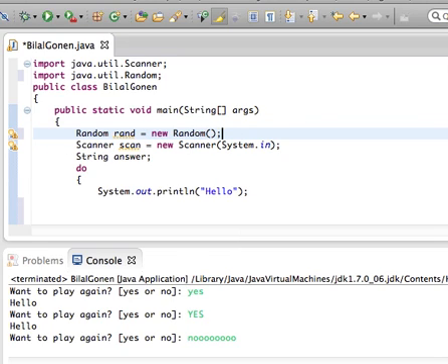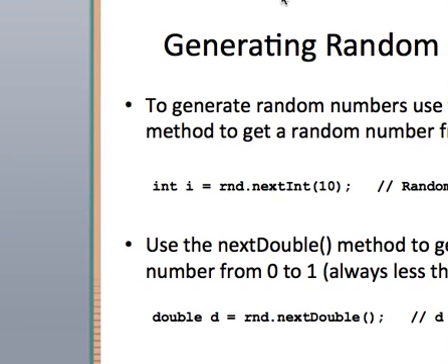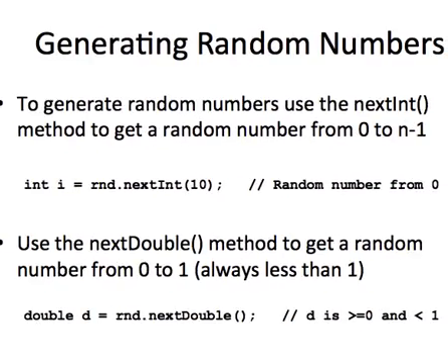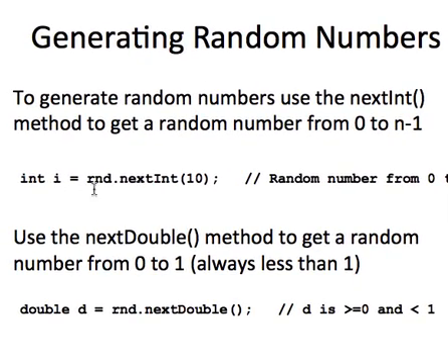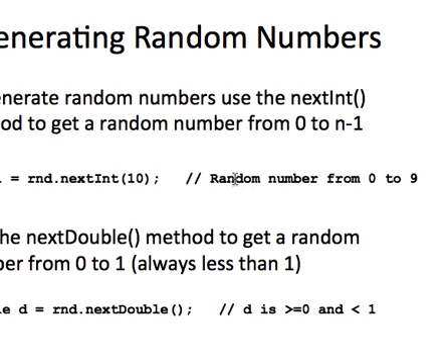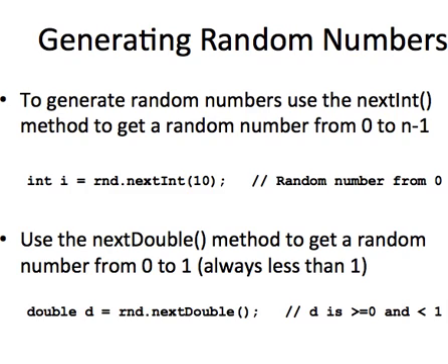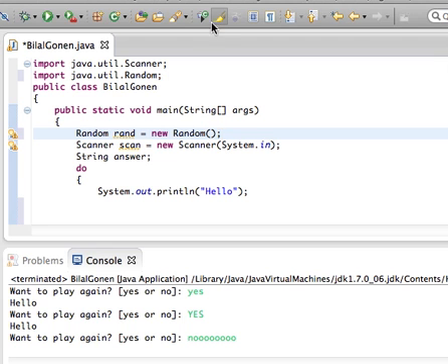If you look at your code, here random.nextInt(10). It says it generates numbers starting from 0 until 9. Okay, so let's go back to code.